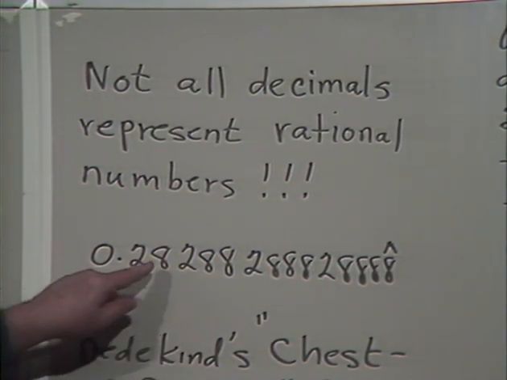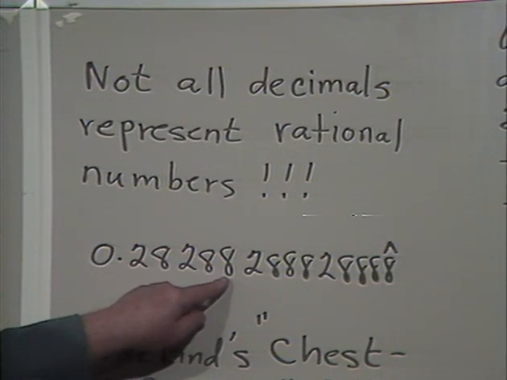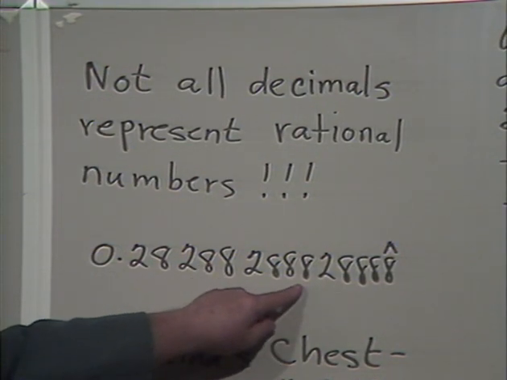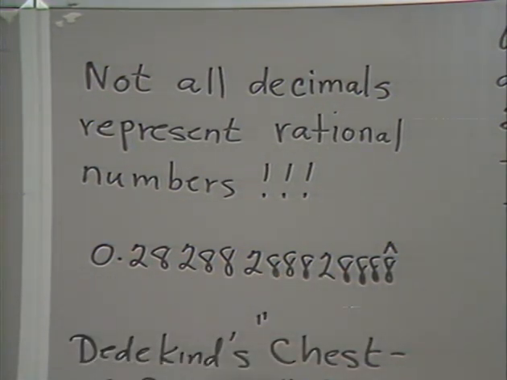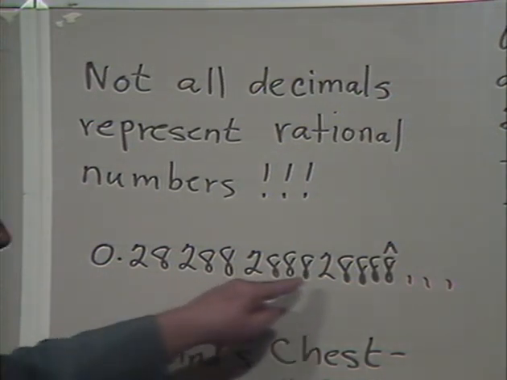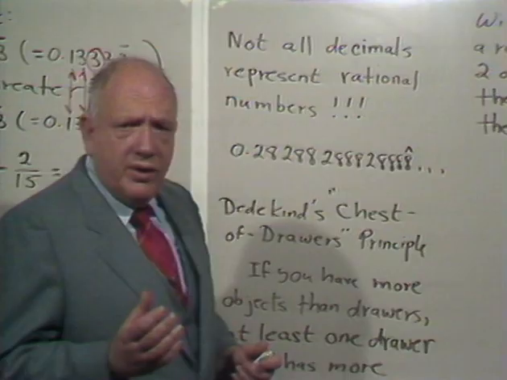Do you see the idea here? 2 8, then a 2 followed by 2 8s, then a 2 followed by 3 8s, then a 2 followed by 4 8s. And what's going to happen? The next time it's going to be a 2 followed by 5 8s, then a 2 followed by 6 8s. Is this a well-defined decimal? Can you see what I'm doing here?